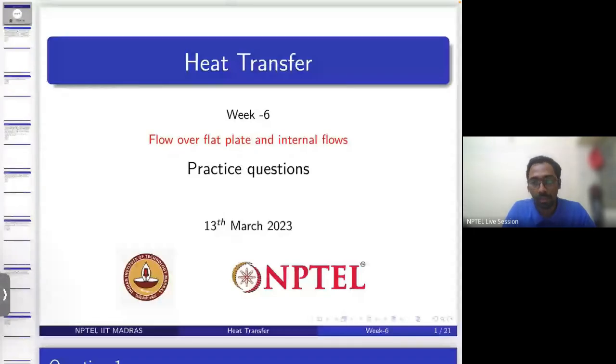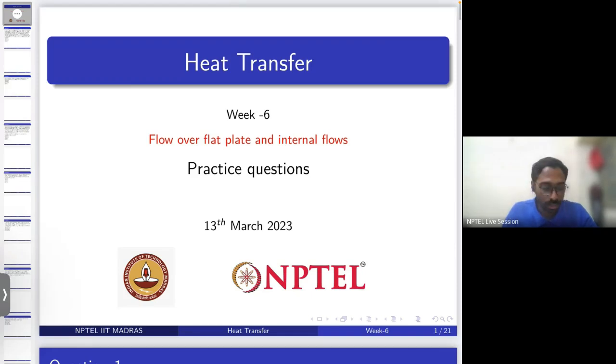So today we will be discussing the topics that were covered in week six, maybe some of the practice questions related to them, which is basically the flow over a flat plate and just an introduction to internal flows. In week six, for flow over a flat plate, the Blasius equations were derived using similarity solutions, and then the Nusselt number derivation and the friction factor derivation were all done. Then internal flows, meaning flow through a duct or a pipe, were also discussed, that is, forced convection through an internal flow. These were the major contents in week six.